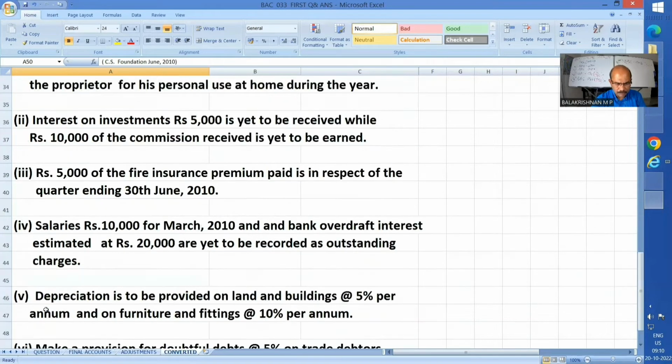Right. So what should I do now? I need to explain to you the adjustments first, because basic things you are very comfortable with now. How to prepare a balance sheet, or how to go about final accounts, you know. Now my task is to expose you to more and more complicated adjustments. This is moderately complicated. So one by one, let me explain to you.